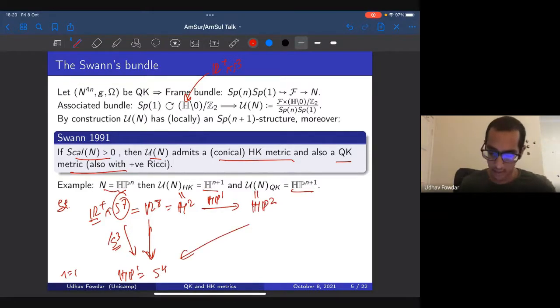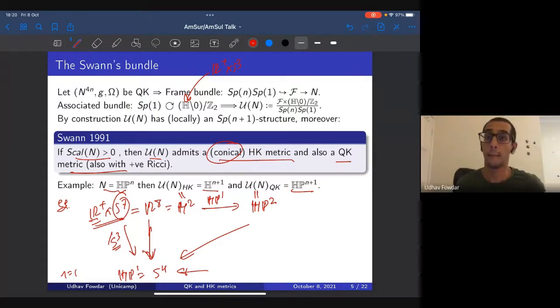Okay, and the reason why it's a conical metric is, you can see over here, this is a cone over the free Sasakian space S7. And this is more generally true whenever you replace this guy here with any positive scalar curvature Quaternion-Kähler metric. Okay, any questions at this point?